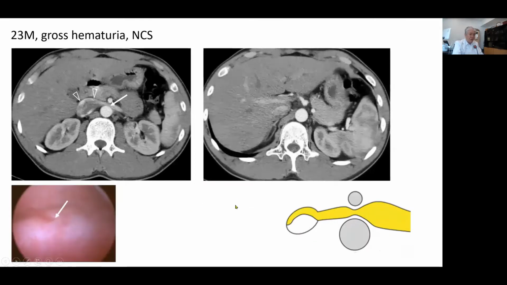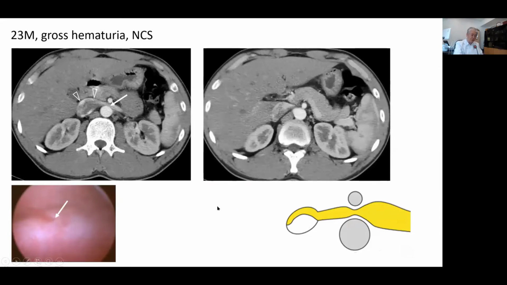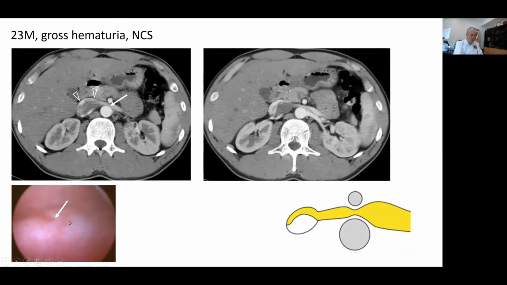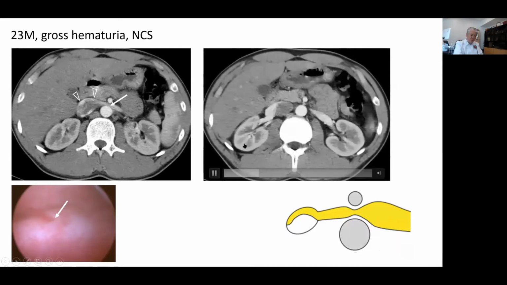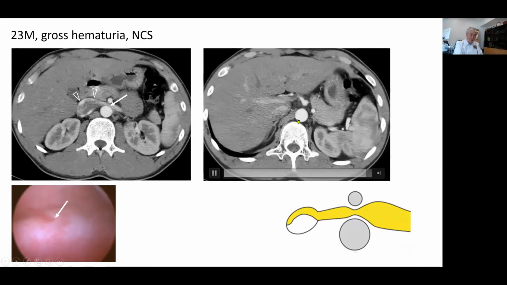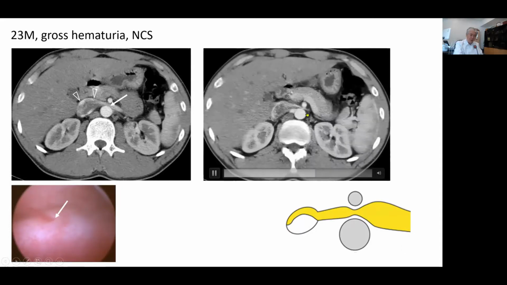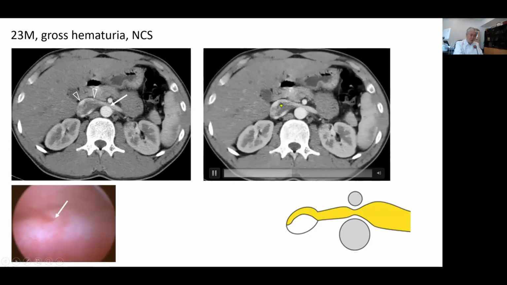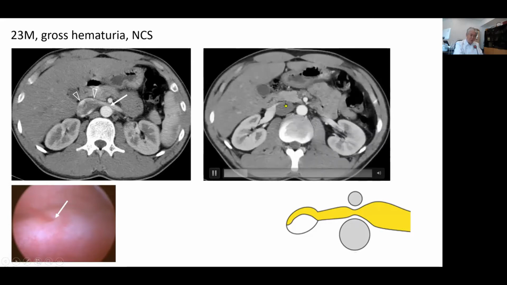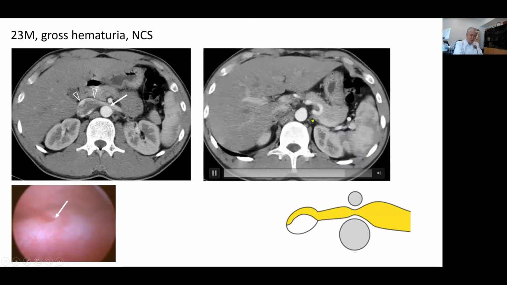A 23-year-old man with gross hematuria due to Nutcracker syndrome. Cystoscopy showed gross hematuria from the left ureteral orifice, and contrast-enhanced CT in early arterial phase shows flow of contrast-opacified blood along the anterior non-dependent margin of the left renal vein and inferior vena cava, indicating fast flow, so Nutcracker positive.